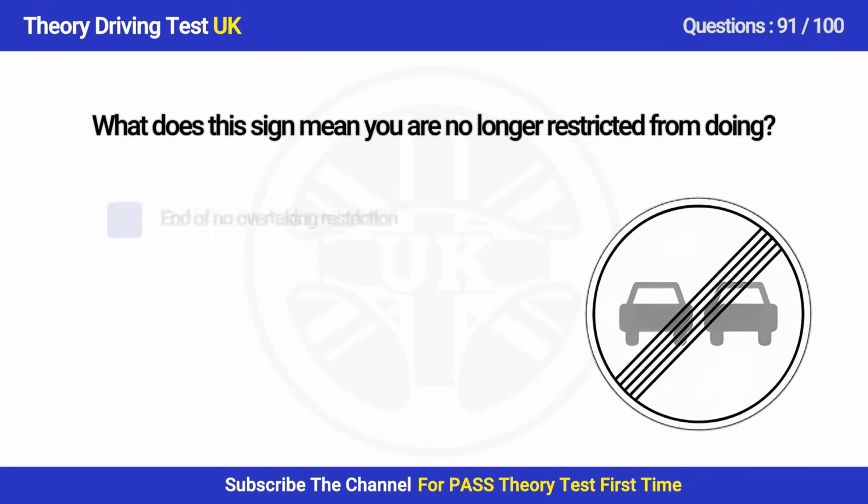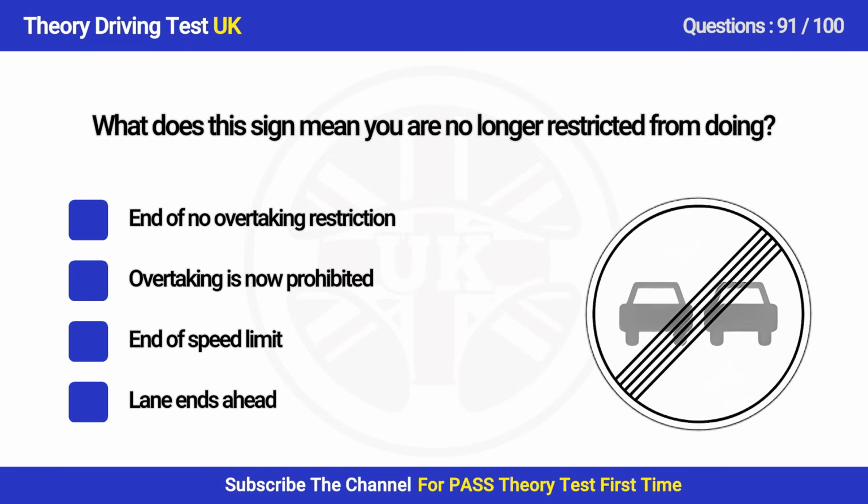Question 91. What does this sign mean you are no longer restricted from doing? A. End of no overtaking restriction. B. Overtaking is now prohibited. C. End of speed limit. D. Lane ends ahead.